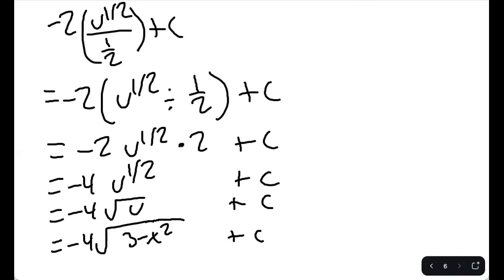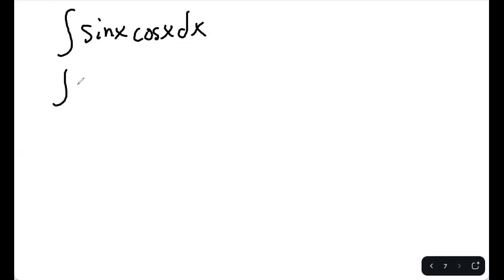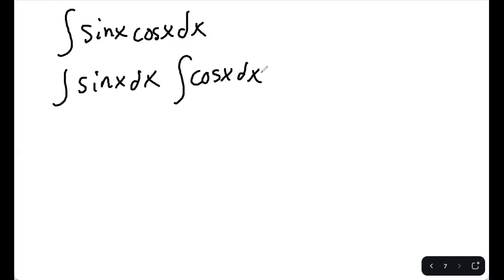That is the answer. Oh, let's do something crazier. I don't know. Sine times cosine. Can you do this? A lot of students think, oh, well, I know the integral of sine and the integral of cosine. I'll just do each of those individually and then multiply them, right? But that doesn't work.